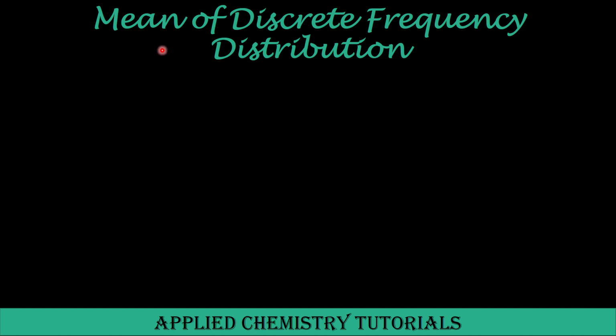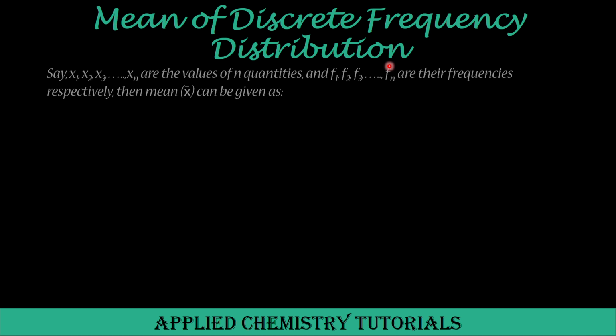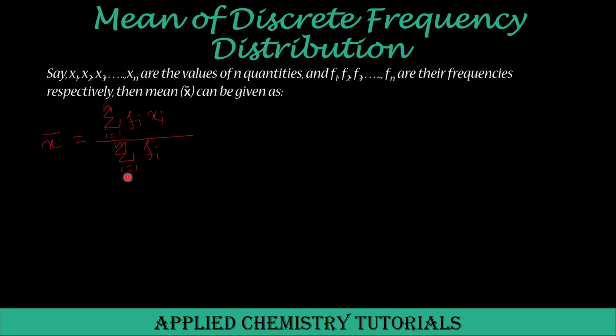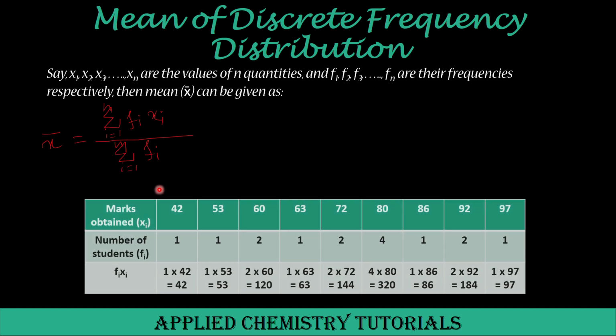Let's talk about the mean of a discrete frequency distribution. Say x1, x2, x3 up to xn are the values of n quantities, and f1, f2, f3 up to fn are their frequencies respectively. Then the mean, x bar, is given as x bar equals the summation of fi xi from i equals 1 to n, divided by the summation of fi from i equals 1 to n. Now we have the table from the given example. Marks obtained, xi, are shown in row 1 and the number of students, fi, in row 2. Now we have to find the term fi xi, as shown in this equation.